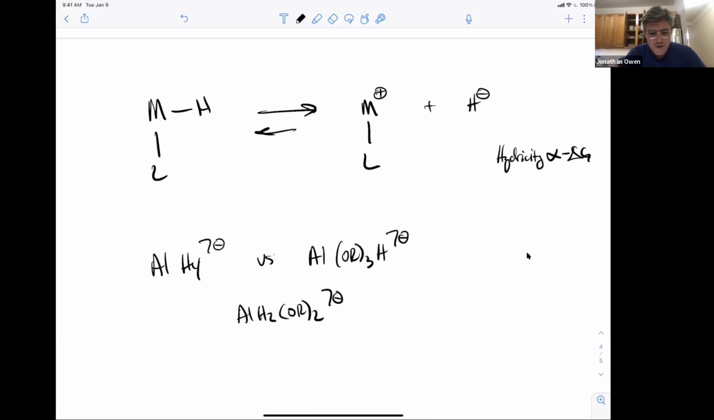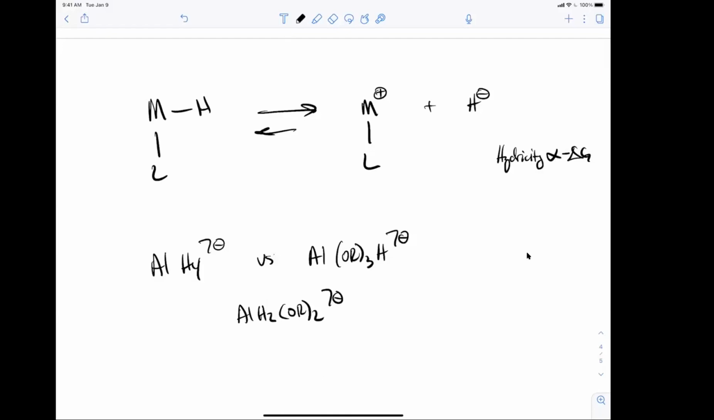Which one would you rather be quenching? One on the right. Let me tell you, aluminum hydride reagents cause fires, people. If you're ever quenching one, you better be careful and you better know what you're doing and you better be prepared for a fire. It's the most common cause of fire in a chemistry lab.